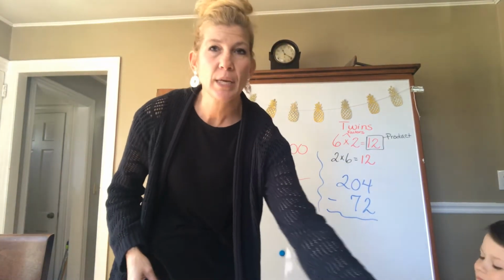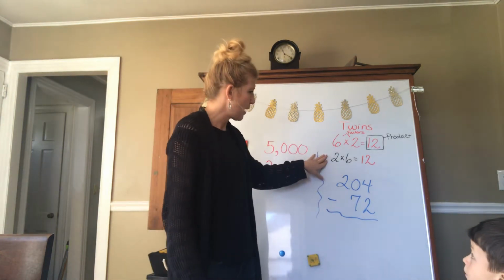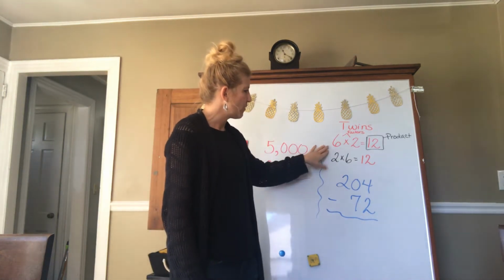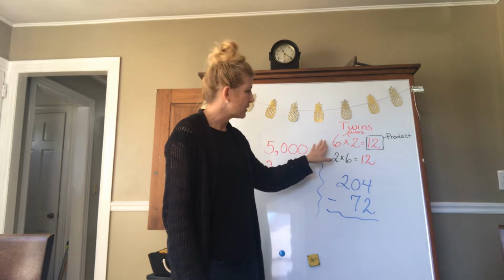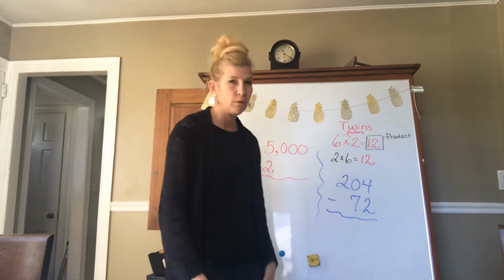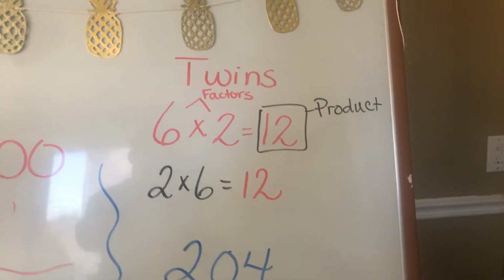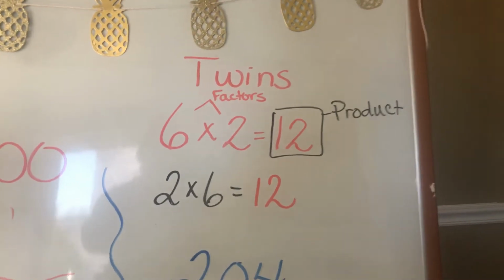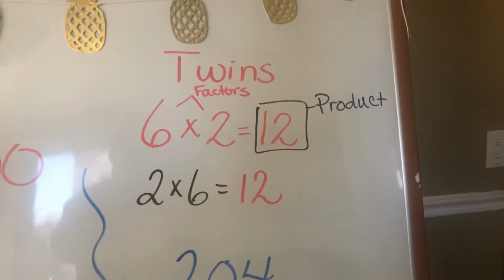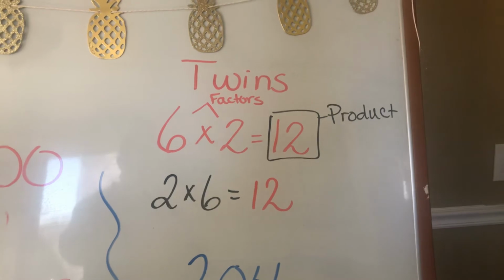So today we're going to look at our math board here. And today we have multiplication problems. We have 6 times 2 equals 12. And we have 2 times 6. I'm going to show that to you on the board here. So we have 6 times 2 and 2 times 6. And the product, which you'll see there, is your answer to a multiplication problem.